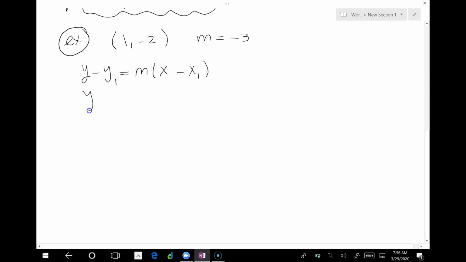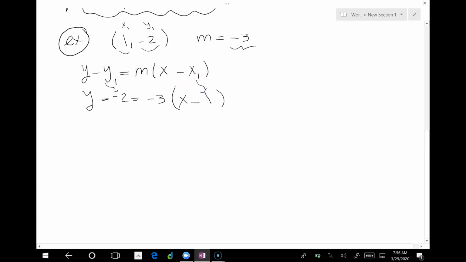So then you would write y minus y1 equals m times x minus x1. You only have one x and one y. It's very nice if you let the first x be x1 and the first y be y1, then it's easy to substitute them here.